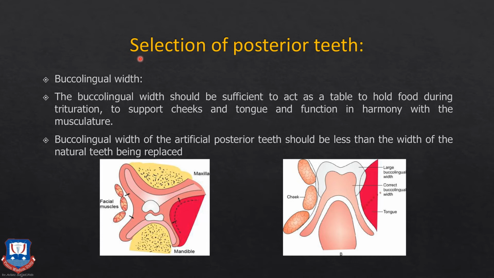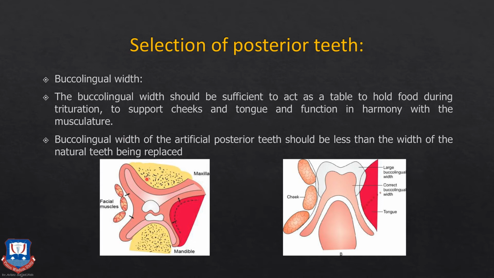One key factor to be remembered in selection of posterior teeth is the buccolingual width and the mesiodistal width. Buccolingual width generally should be sufficient to act as an occlusal table to hold and chew the food, that is, masticate. After all, that is the primary function of the posterior teeth, that is bicuspids and molars, which are used for gnashing, gnawing and masticating the food. So generally, buccolingual width should be suitable to act effectively in the mastication of the food.